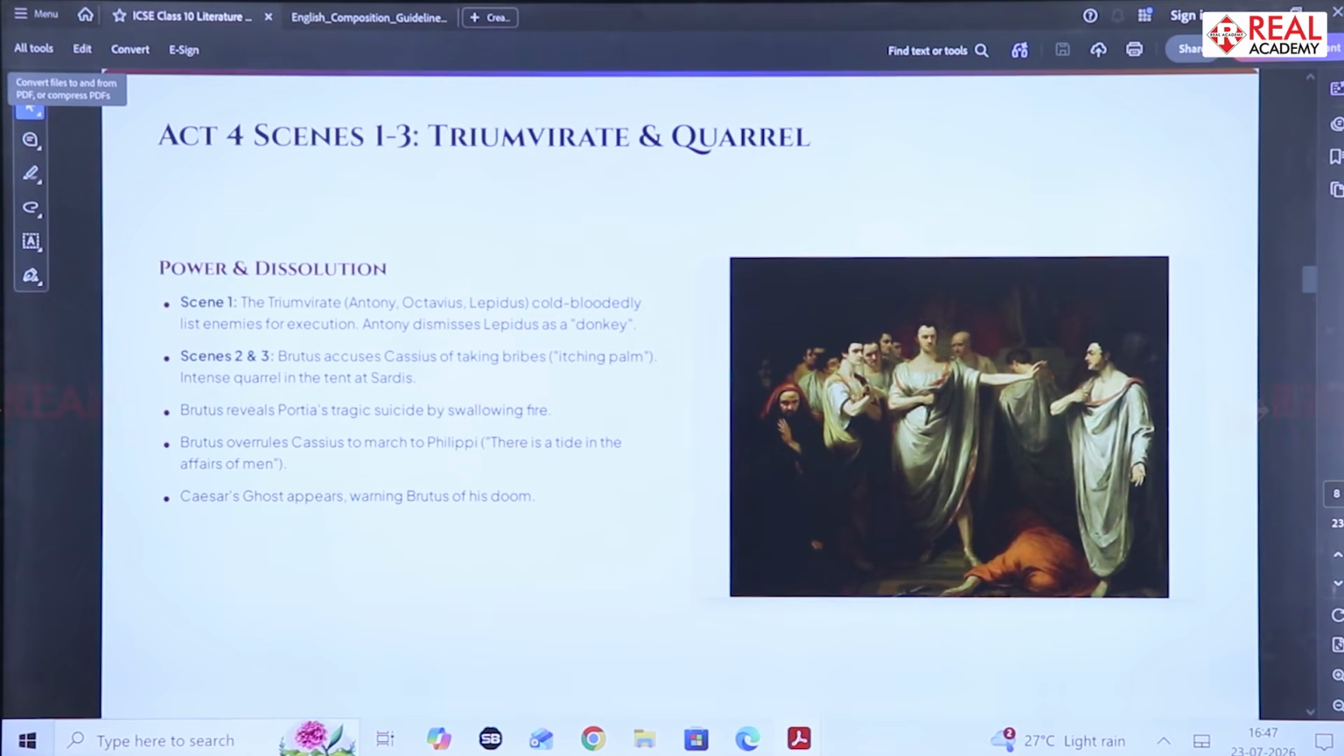Significance of Act 4, Scene 1. The second triumvirate, Antony, Octavius, and Lepidus, is officially formed. The rulers prepare a proscription list ordering the execution of their political enemies. Antony's ruthless and ambitious nature is revealed. Lepidus is shown to be politically weak and treated as a mere instrument.